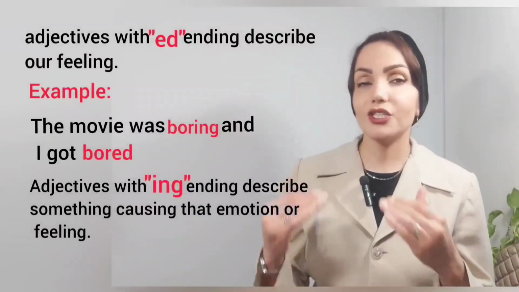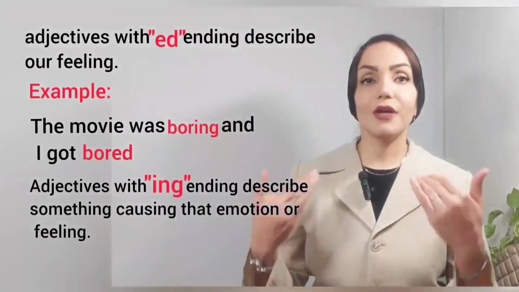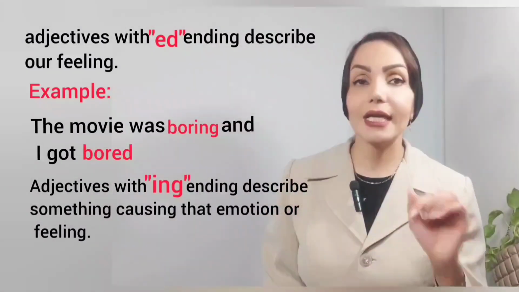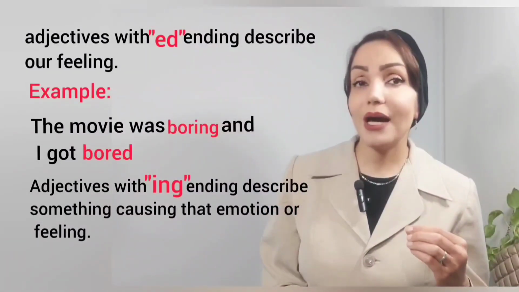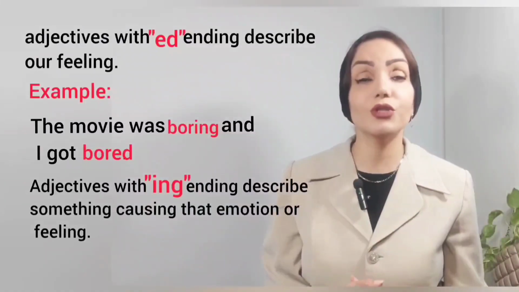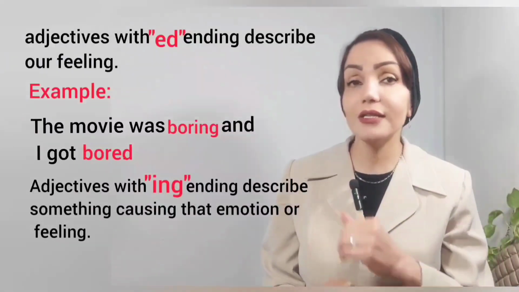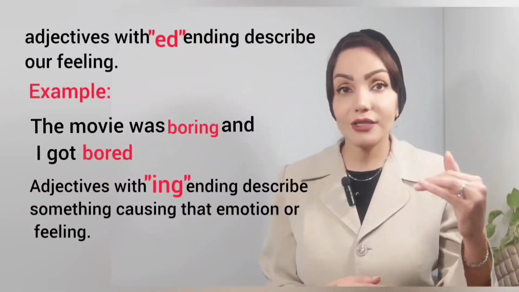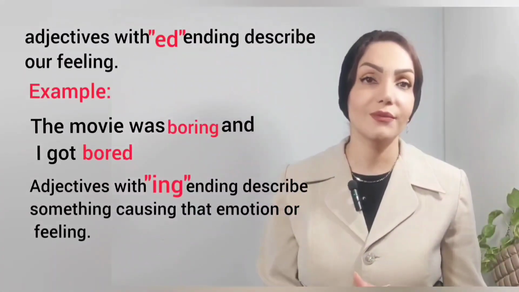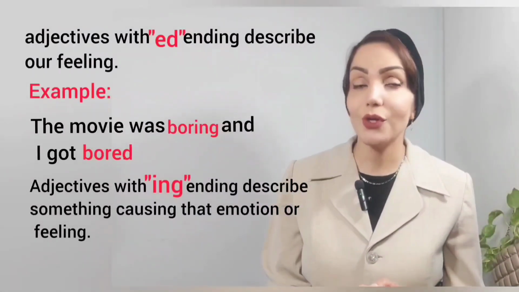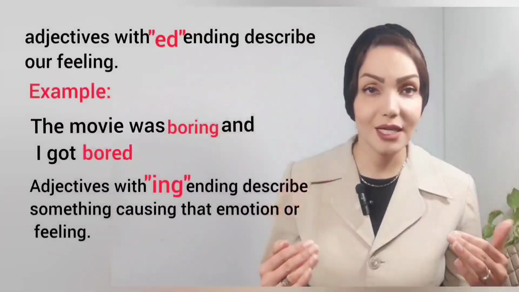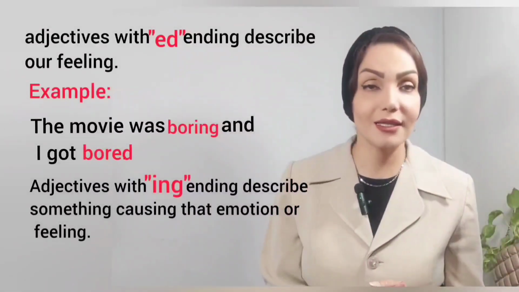And I got bored. When we are talking about our emotion, our feeling, we use ed. When we are talking about the cause of that emotion, the cause of that feeling, we use ing. Something causes this emotion, okay? I hope you got it. Let's continue with tests to fix your understanding.